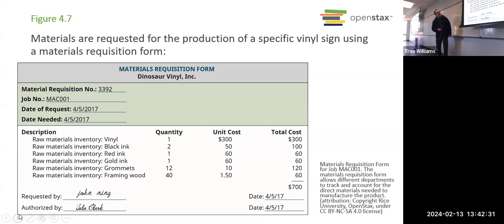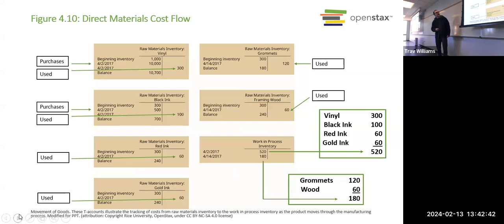Okay. They did specify the date that they need it and a requisition number. So all of that helps for keeping track. Okay, now you can see with each of these materials accounts, like we have the vinyl account, the black ink account, etc.